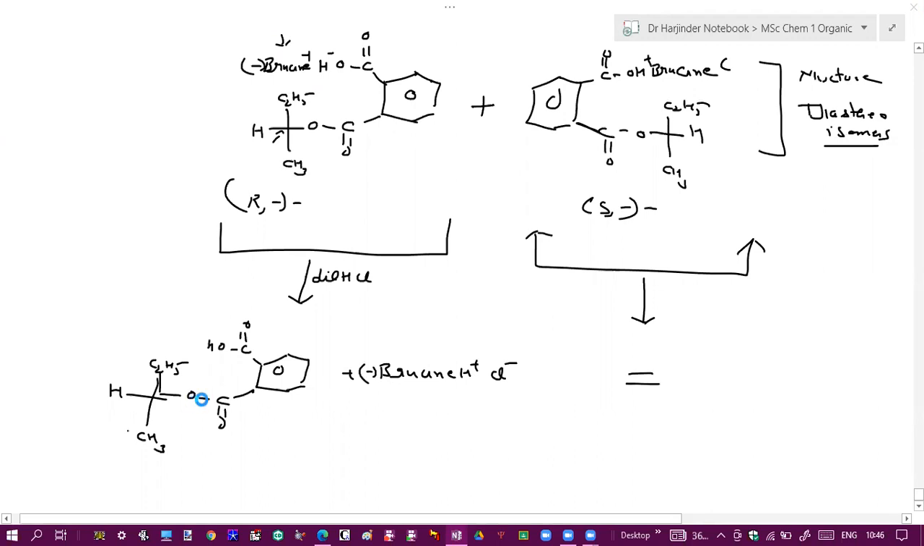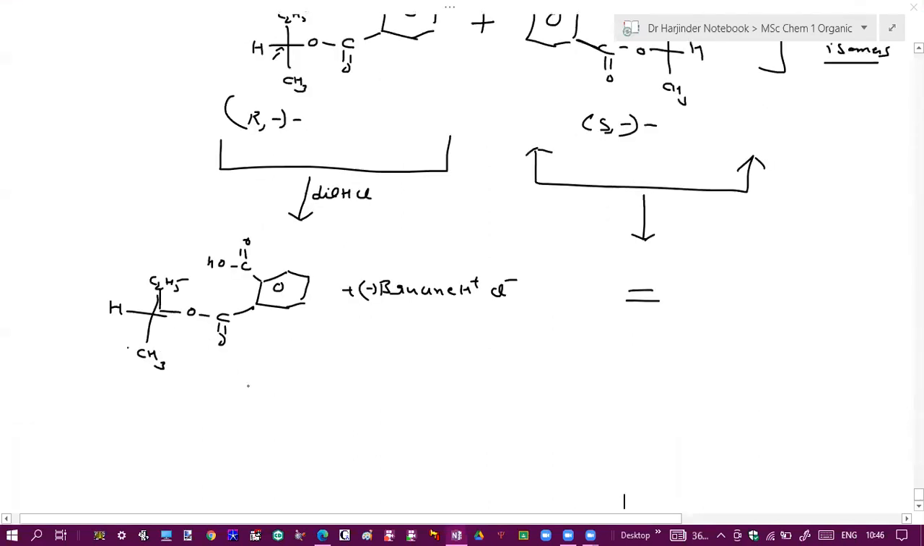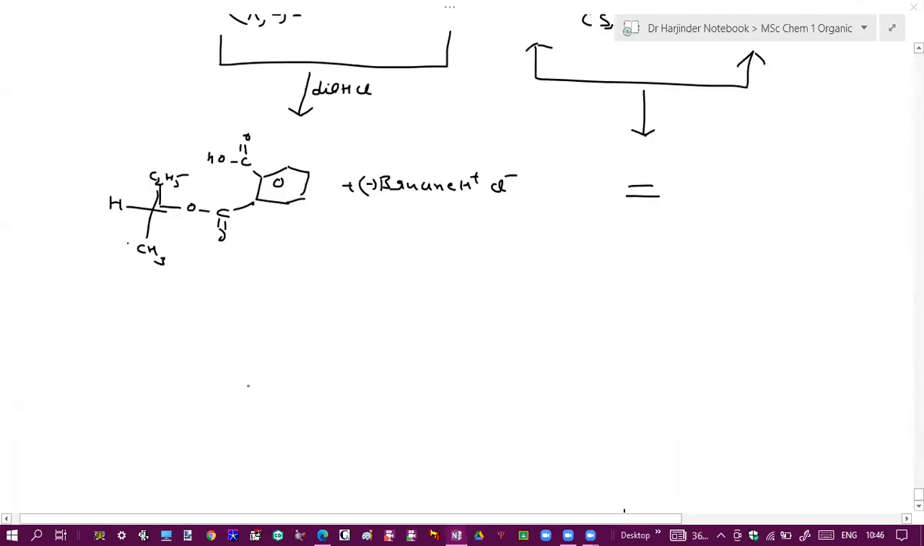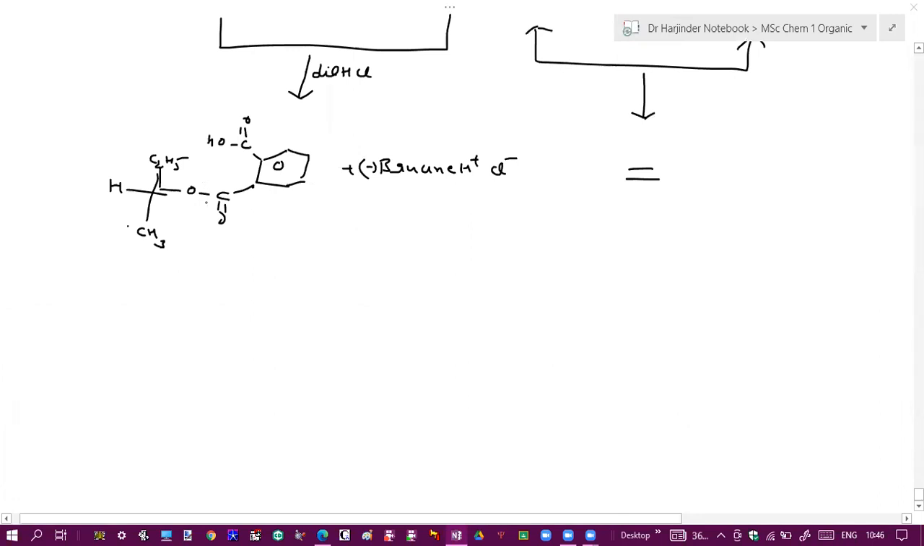And then in the next step, we have to remove this ester group. So how can we remove this ester group? Sir, by hydrolysis. We have to do hydrolysis. If you do hydrolysis, this ester group will break, this oxygen carbon bond will break, and we will get this side pure enantiomer. It can be done with dilute sodium hydroxide.